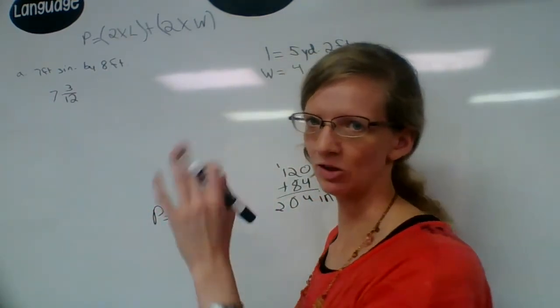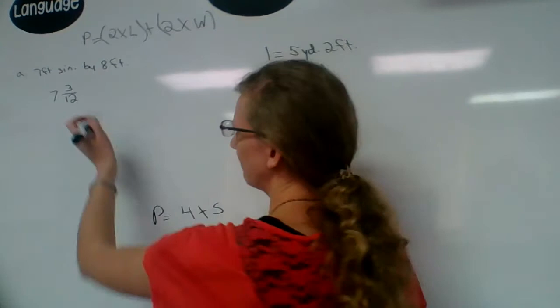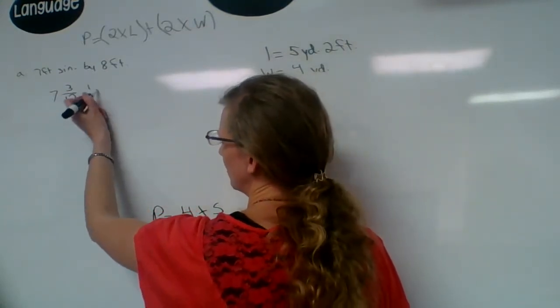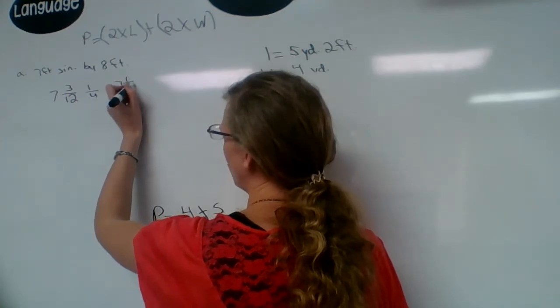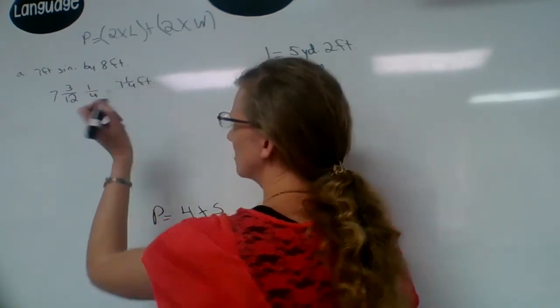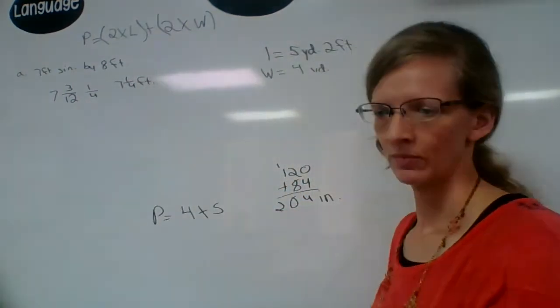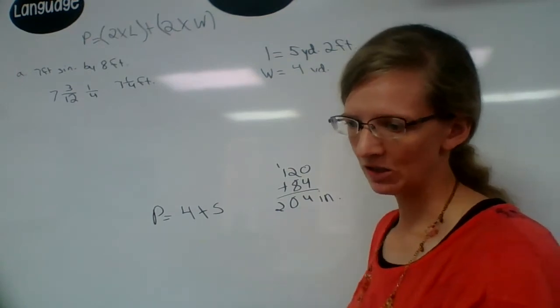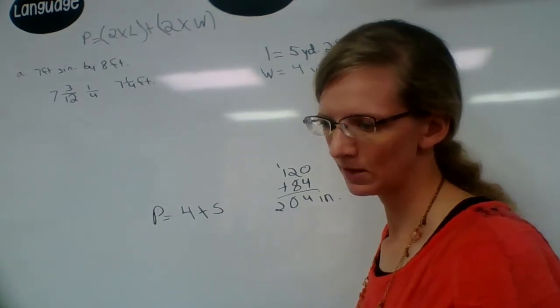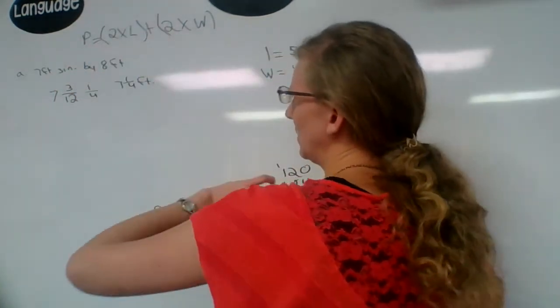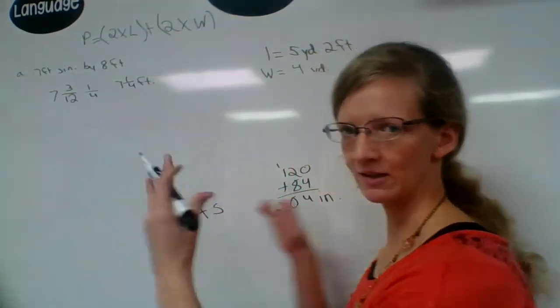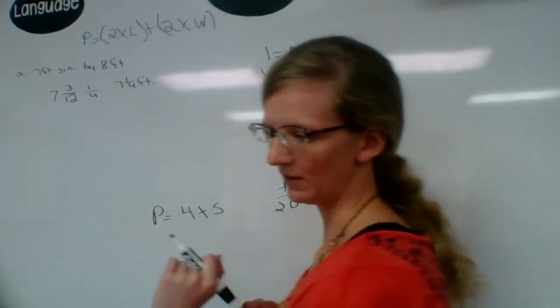So you just do 7 and 3 over 12. You reduce if possible. 3 goes into 3 once, 3 goes into 12 4 times. So that leaves you with 7 1/4 feet. So now it's all feet. So now you can continue. So you have 2 times, use your formula, 2 times length plus 2 times width. If it's a rectangle, the length is always going to be longer than the width.